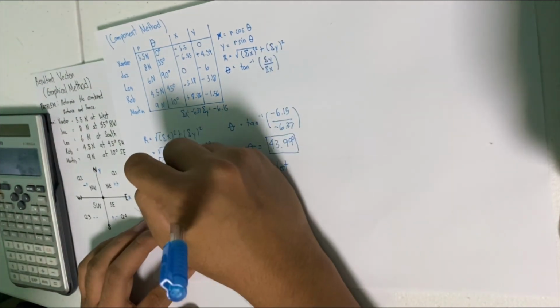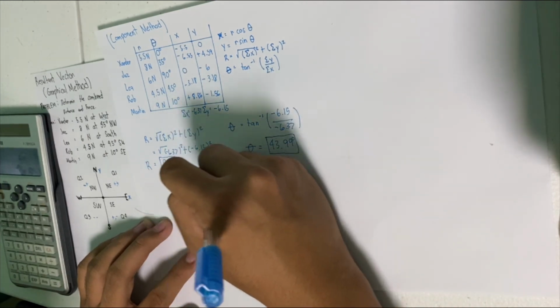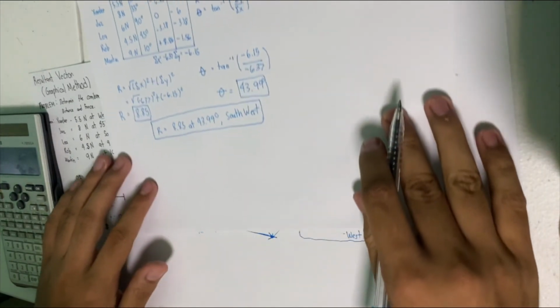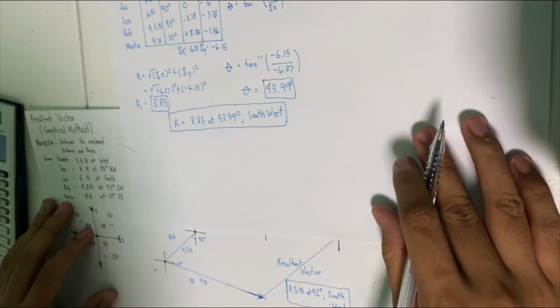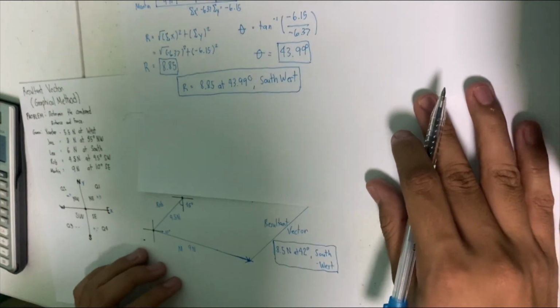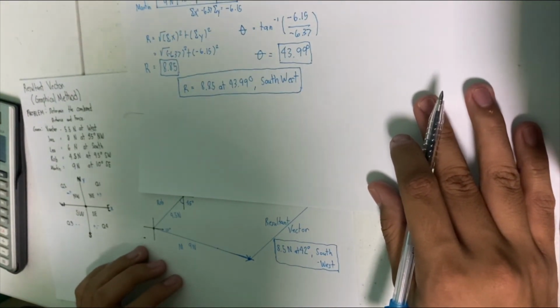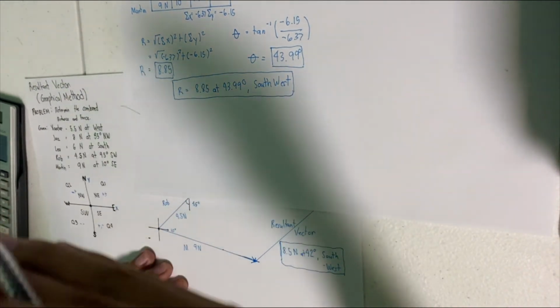So when we check the graphical and the component method, it's still the same. So your answer is accurate. So that's it for the graphical and component method.